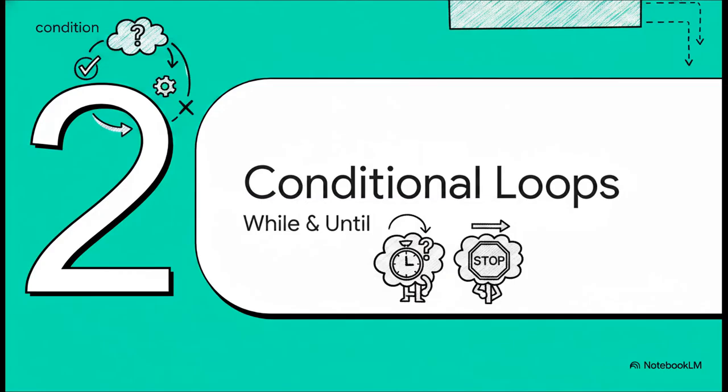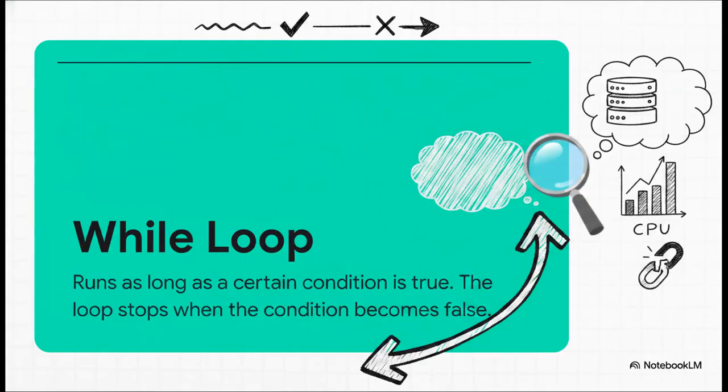So now let's build on that with something a little more dynamic. What happens if you don't know how many times you need to loop? What if you need to repeat a task based on, say, a condition? Well, that's where while and until loops come into play. You can think of a while loop like this. Keep doing this thing while some condition is true. For example, keep checking the server status while its CPU usage is above 80%. The very second that condition becomes false, the loop just stops.